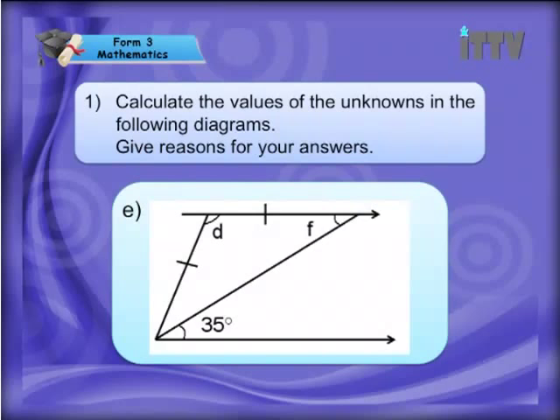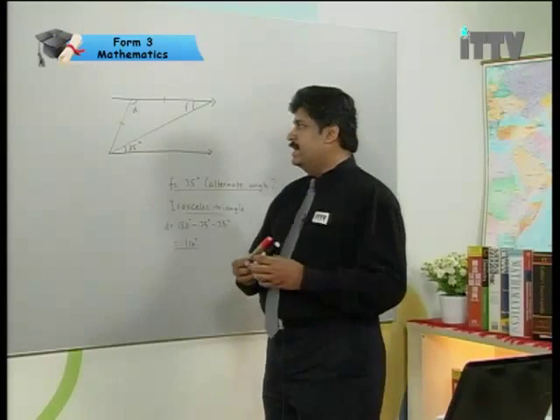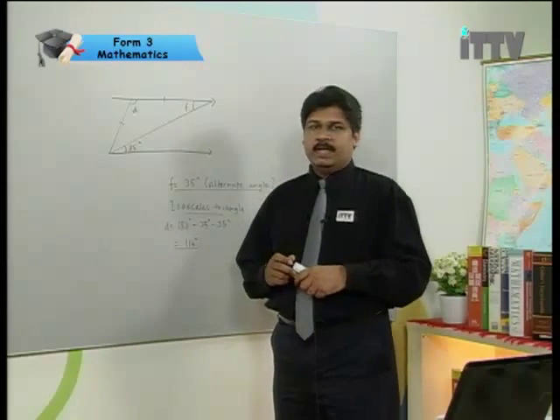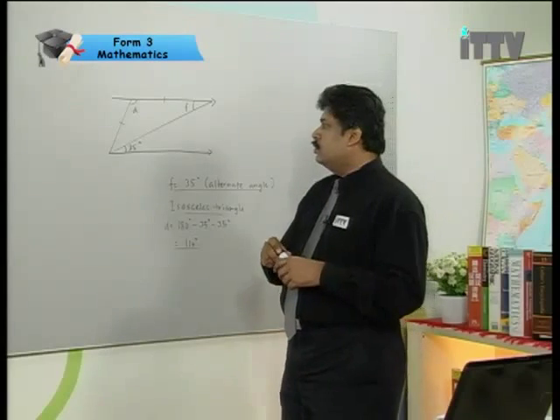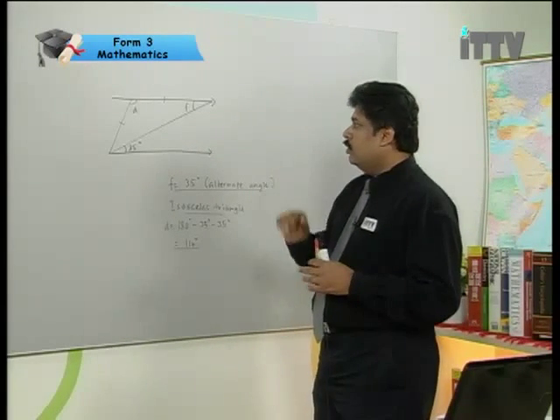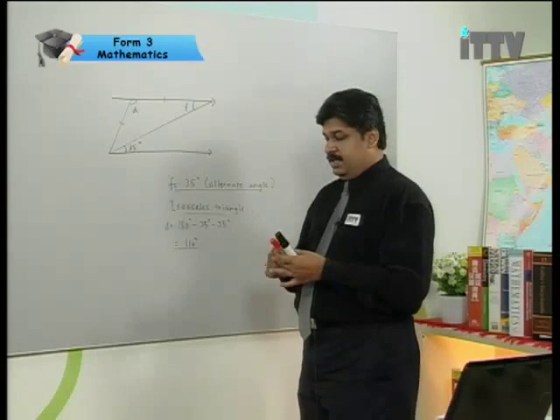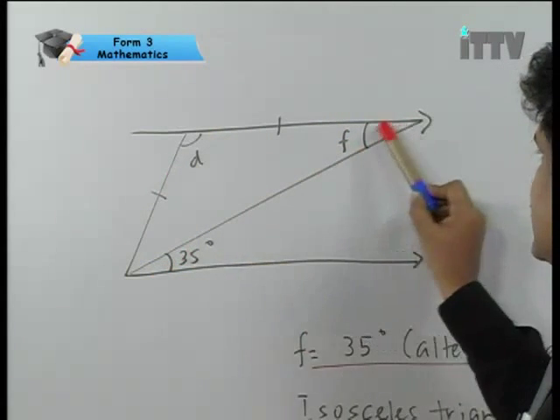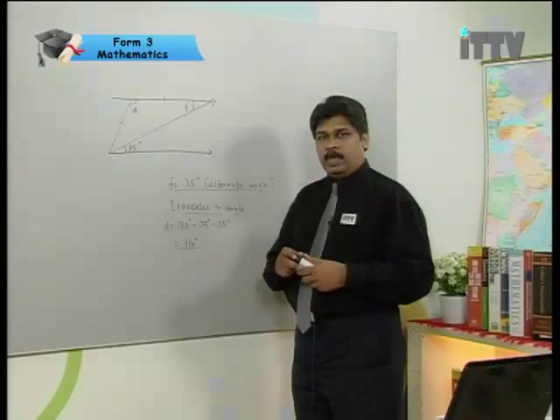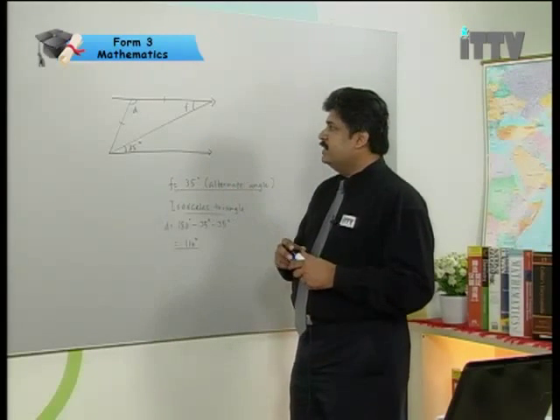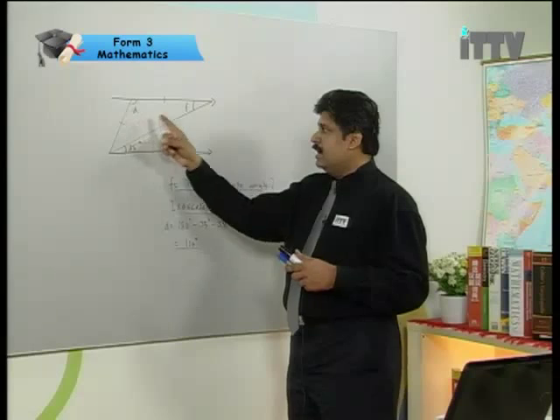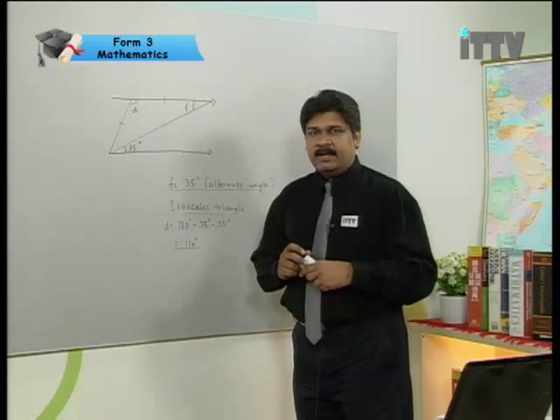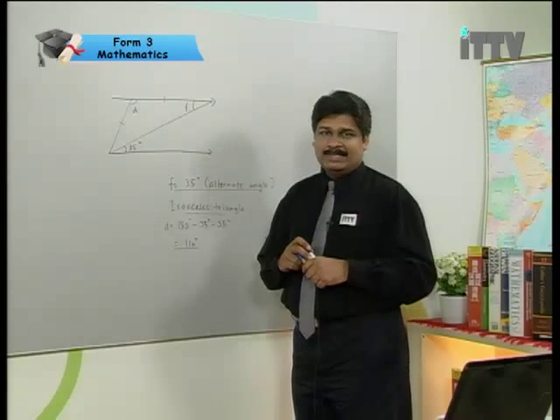Calculate the values of the unknowns in the following diagrams. Give reasons for your answer. Well, boys and girls, if you look into our final question for our lesson today, you will observe that there are two parallel lines, and on closer examination, you also note that there is a triangle. This is an isosceles triangle. So how are we going to obtain the unknowns D and F? Having obtained D and F, what are the reasons for our answer then?